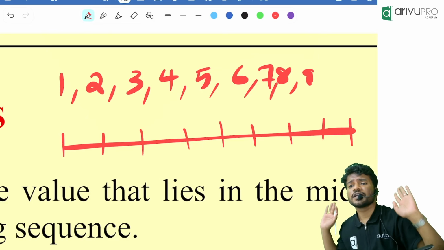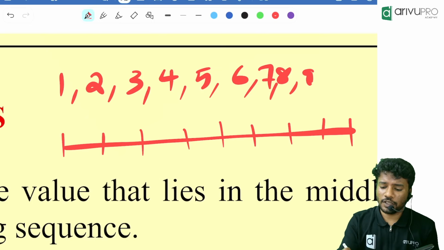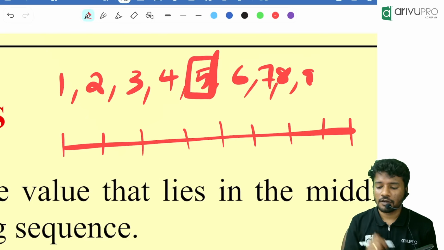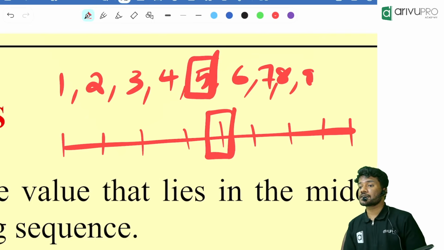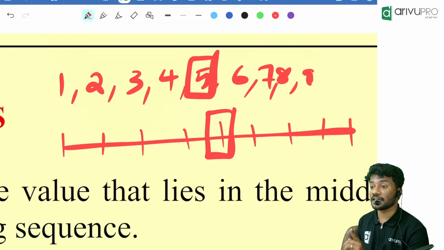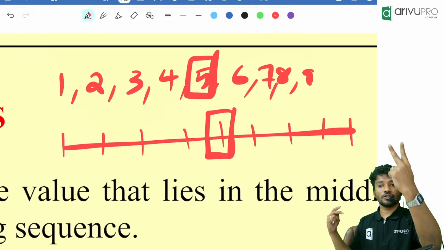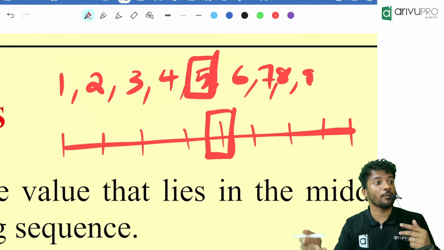Now people, who is the middle value? Who is in the middle? 5 is in the middle, correct? So 5 is there in the middle. That means median is dividing or partitioning our data set into how many parts? 2 parts. There is one median and that median is dividing it into 2 parts.